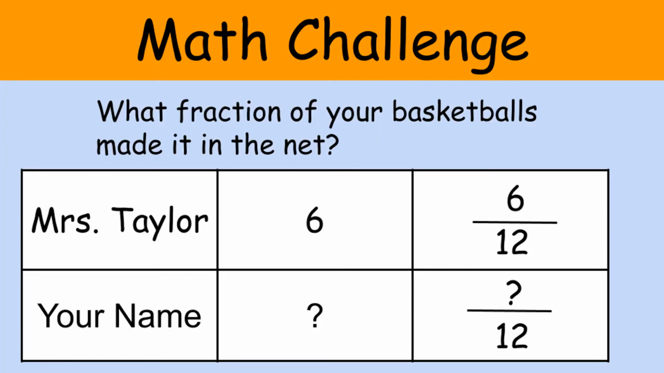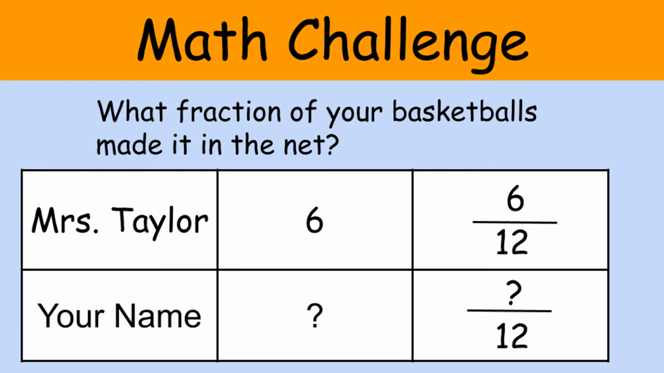Now that we've observed Mrs. Taylor throwing the basketball into the basket, we're ready to take the data and put it into a table. I decided to put our names on the left-hand side so we can compare our results. In the middle, we're writing down how many times the basketball actually got into the basket. In this case, I got it in there 6 times.